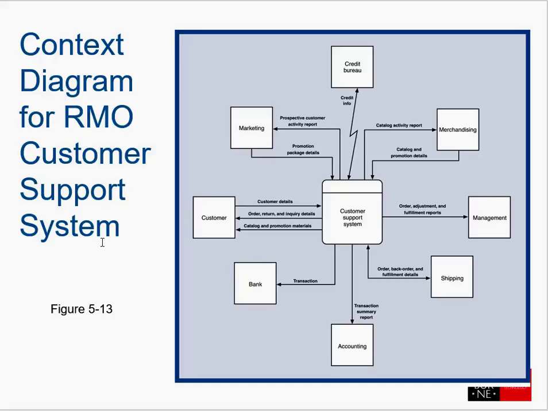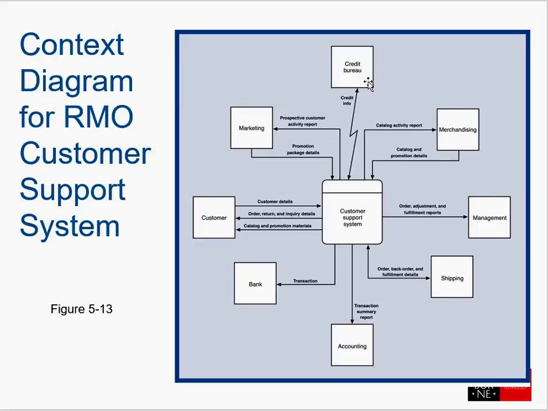So each trigger for an external event becomes an input data flow and the source becomes an external agent. Each response becomes an output data flow and the destination becomes an external agent. Triggers for the temporal events are not actually data flows. So there are no input data flows for the temporal events in the context diagram.